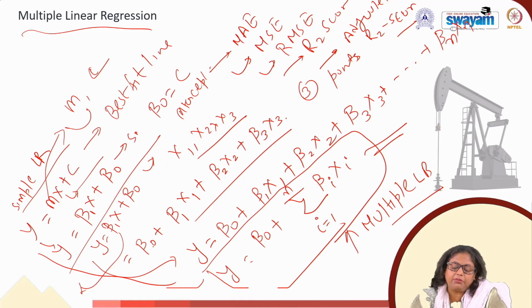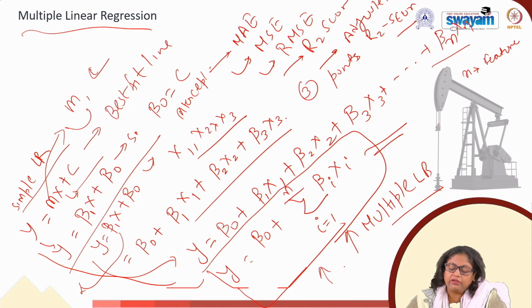If we apply the same equation to more than one feature, say n features, x1, x2, x3, and so on up to xn, we can generalize the equation y equal to mx plus c. We can write y equal to beta 0 plus the sum from i equal to 1 to n of beta i xi. This is the equation for multiple linear regression.